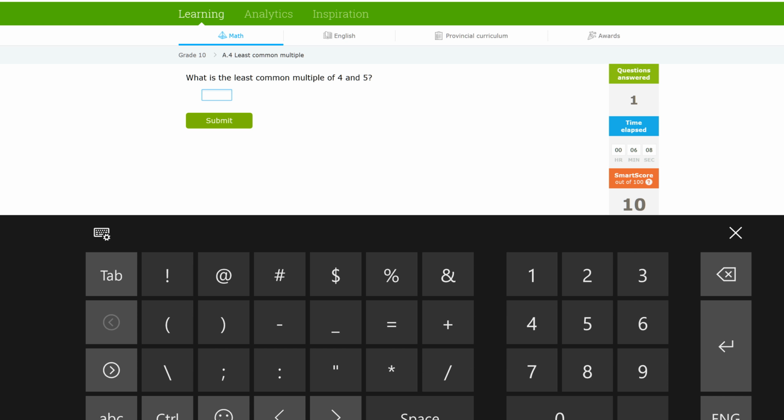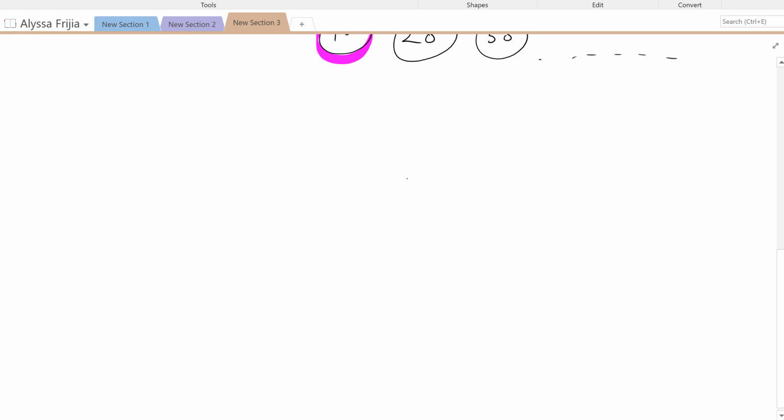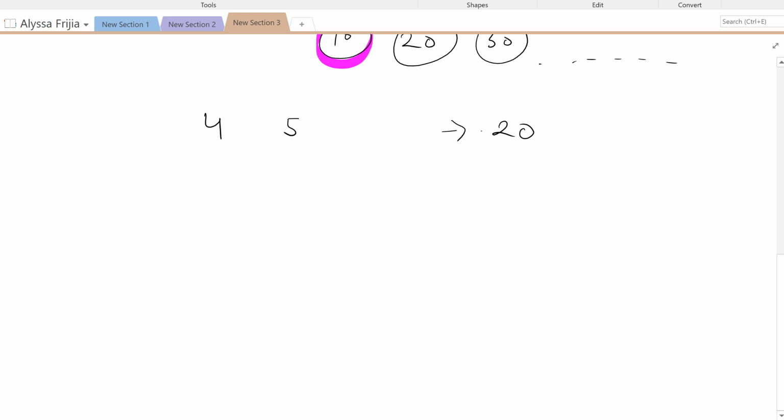So now let's finish that one. Least common multiple of 4 and 5. So, 4 and 5 divide which number? One is not divisible by 4 and 5. You see, 4 and 5, if you just multiply them, you're going to get 20. 20 is a multiple of 4 and 5.